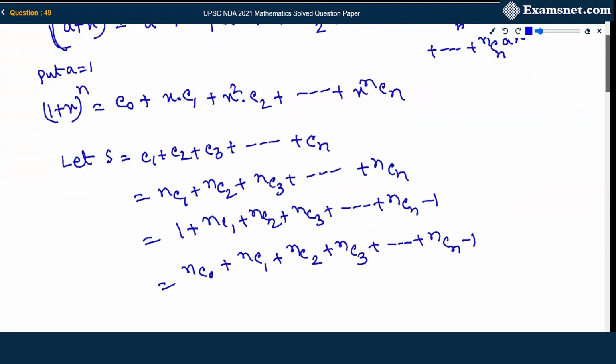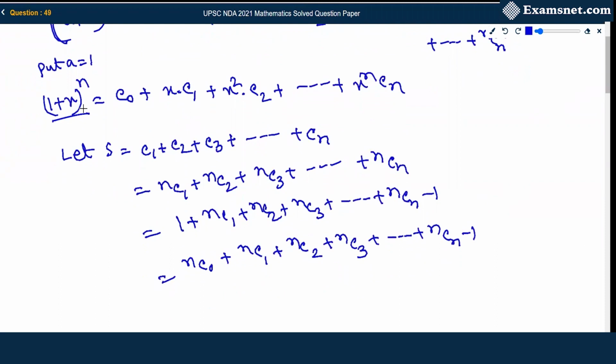Okay, now look here at the formula of (1 plus x) whole to the power n. Simply, nC0 can be represented as C0. So as we know, the formula is C0 plus x multiplied by C1 plus x squared C2, plus dot dot dot x to the power n Cn, right? Let's name it equation number 1.